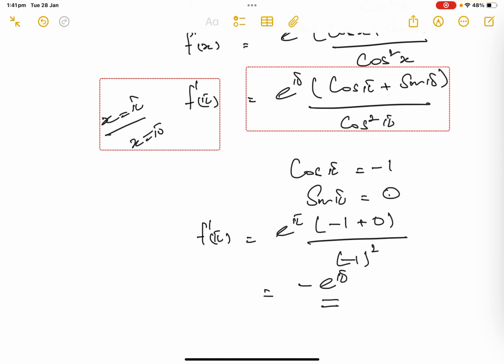If you substitute that, e to the power of pi times (cos pi, which is minus 1, plus 0) divided by (minus 1) squared. So e to the power of pi times minus 1 on the top, so minus e to the power of pi, and minus 1 squared in the denominator will be 1. So the answer is minus e to the power of pi.